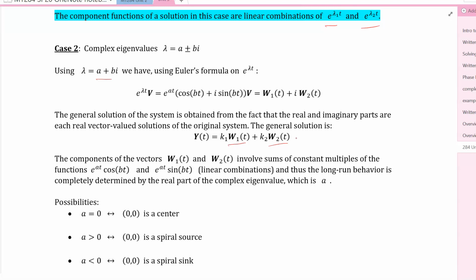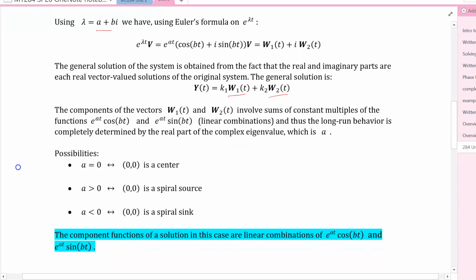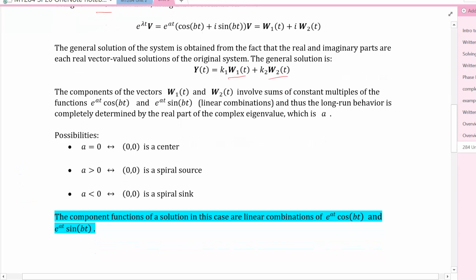And once again here, the component functions of any solution to a system with complex eigenvalues are going to be linear combinations of e to the at cosine bt and e to the at sine bt. So if you get complex eigenvalues, you're always going to have that: multiples, exponentials times cosines and sines. If a is 0, you're talking about a purely imaginary eigenvalue. Then you're going to have a center, in which case e to the at will be 1, so you'll just get sines and cosines.